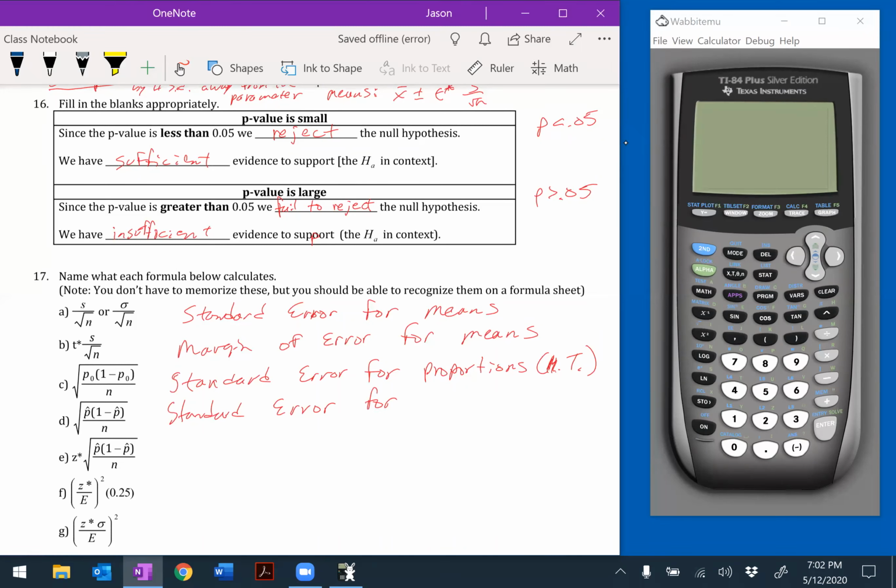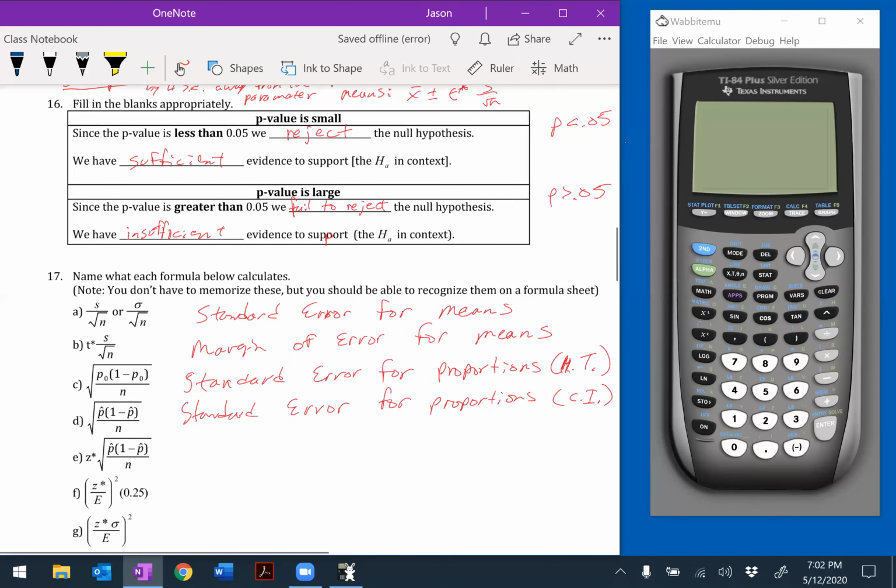Notice that we use P hat in D and we use the null hypothesis in C. Why can't we use the null hypothesis or the parameter for D when we have a confidence interval? Because we're not given that information. We're only given P hat for a confidence interval. So this is for proportions, but this is a confidence interval, instead of a hypothesis test.